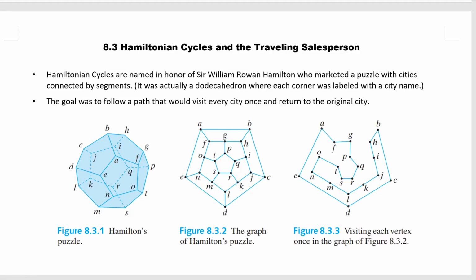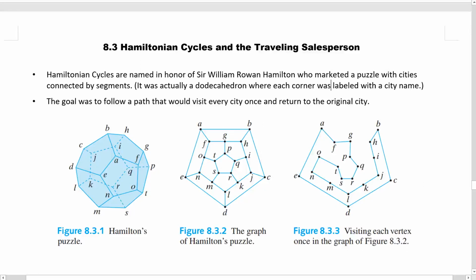So this is Hamilton's puzzle in a 3D picture. And if we draw it in two dimensions, this is the graph. Can we find a cycle that visits each city once and returns to the original city? You can see this is a cycle that visits each vertex once.